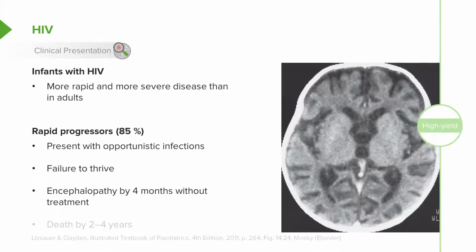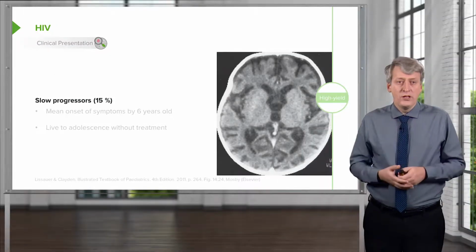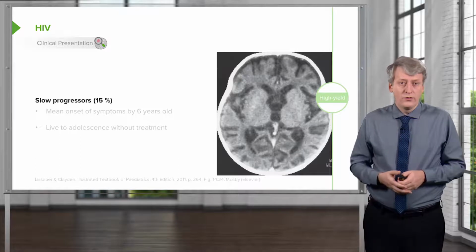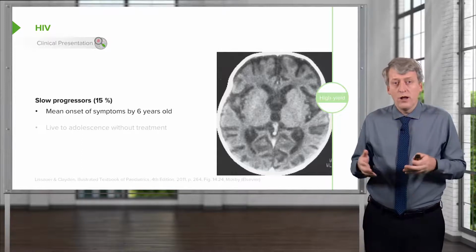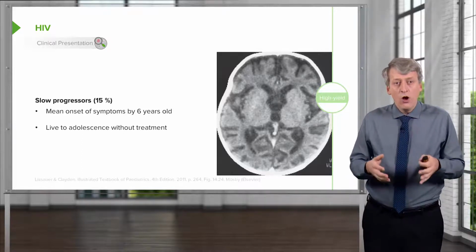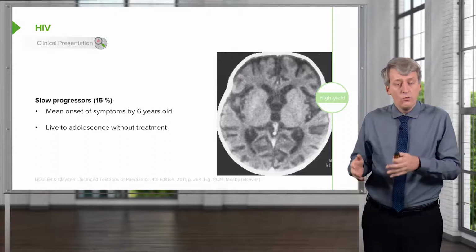Oftentimes, infants will progress to an encephalopathy, and they can do that by 4 months without any treatment. Usually infants who are untreated will die by the age of 2 to 4 years, which is a much faster progression than in adults. A small percentage of infants will be slow progressors. This is about 15%. For these children, the mean onset of symptoms is around 6 years of age, and they often can live into adolescence without treatment.